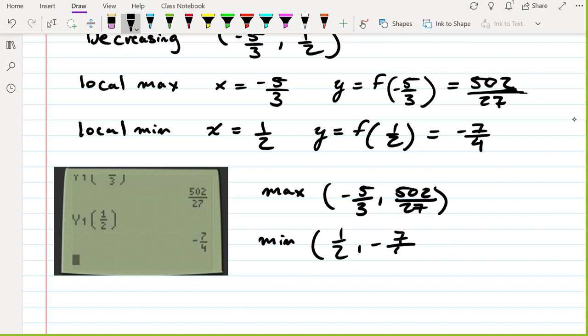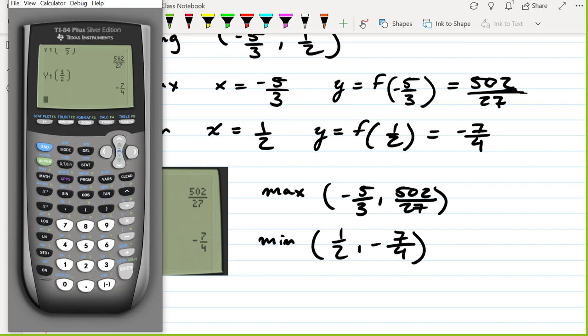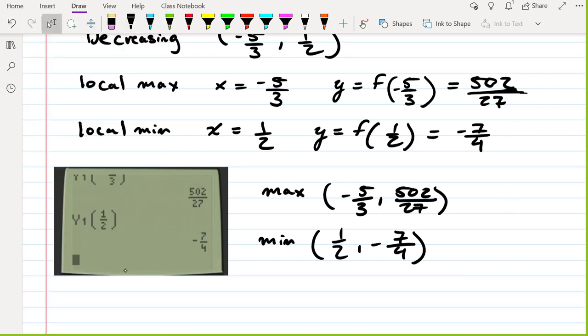And just because it'll be helpful a little bit later, I'm going to get an approximation of 502 over 27, and that's about 18.59. So I'm going to go with 18.6-ish. And this guy is going to be about negative 1.75. We're going to draw a graph later.